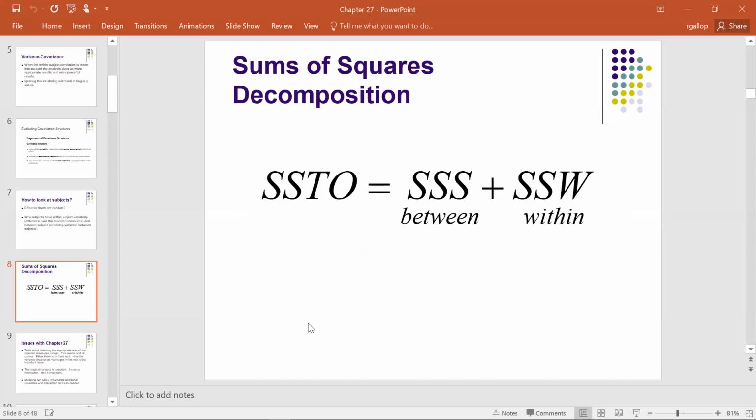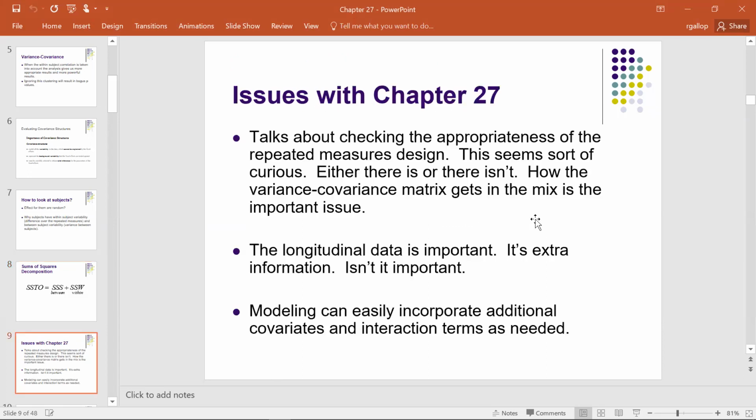When we're modeling some of these, the initial approach tried to use the sums of squares. For us, we're really going to focus more on the variance components, the variance between and the variance within subject. Now, with chapter 27, they talk about checking the appropriateness of the repeated measures design. Again, I told you before, there are some topics or statements the book uses that don't make sense to me in my day-to-day life as a statistician. This is one of these.